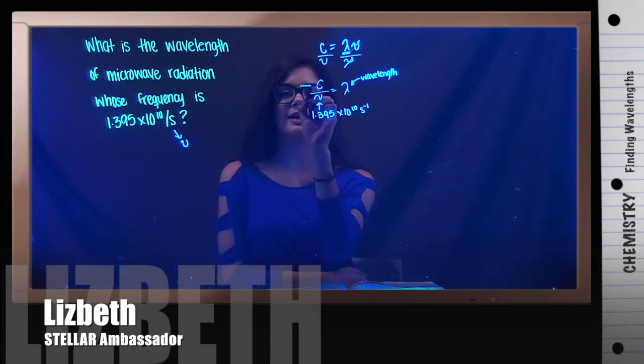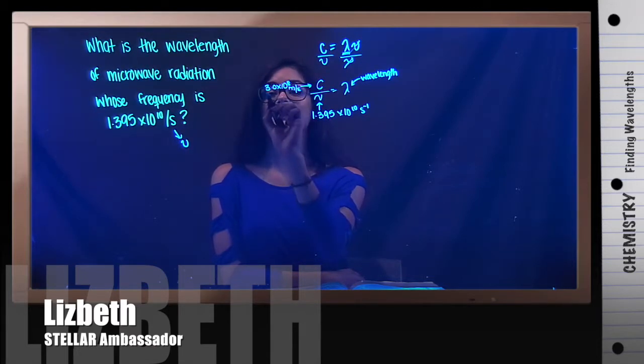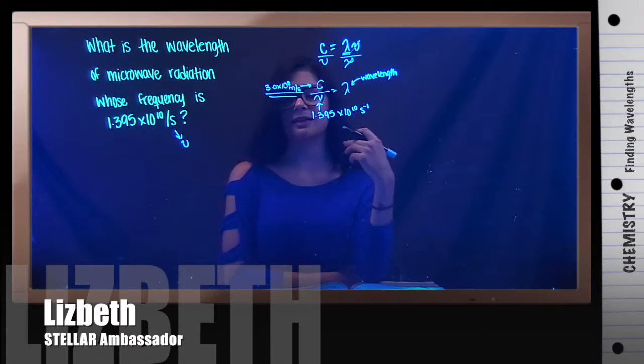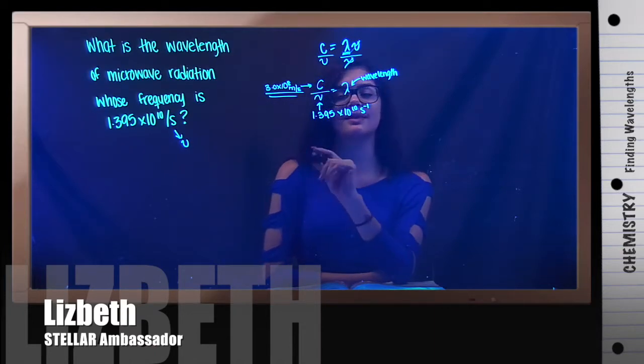And then the speed of light is actually a constant, which is 3.0 times 10 to the 8th meters per second. This is something that needs to be memorized because it's going to be used in so many equations in this chapter. So go ahead and do yourself a favor and memorize that constant.